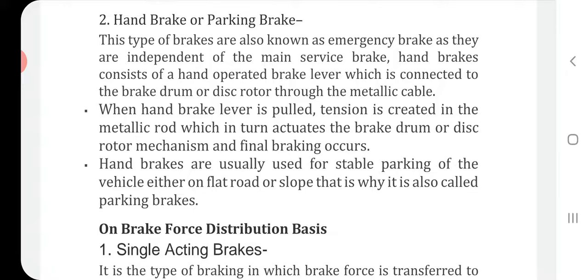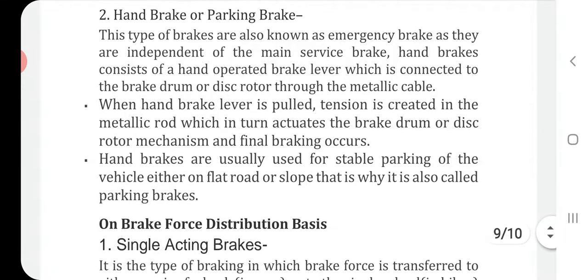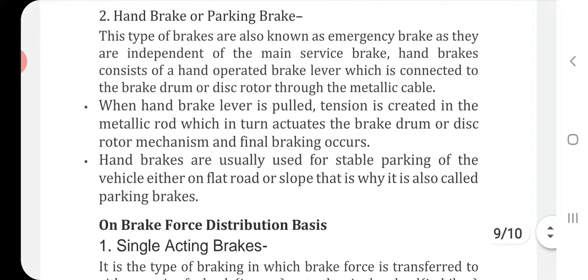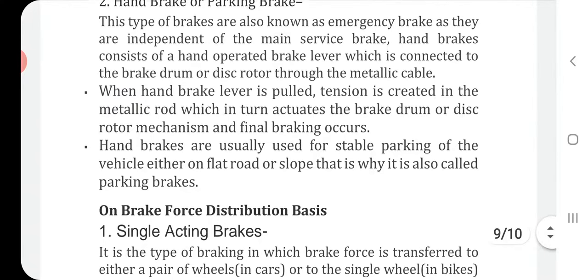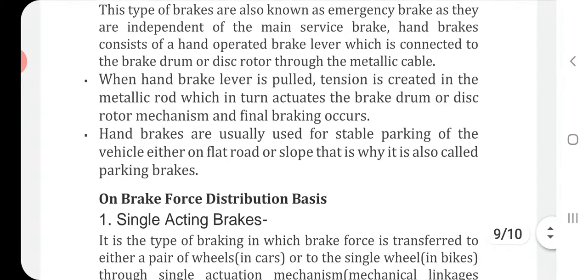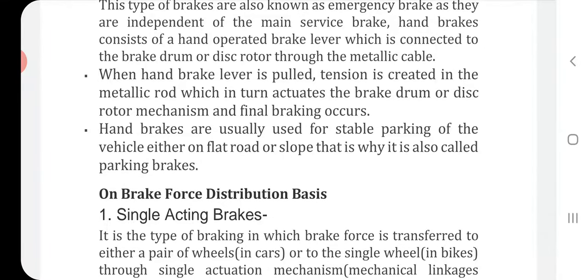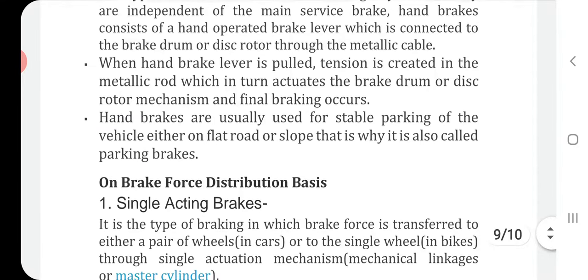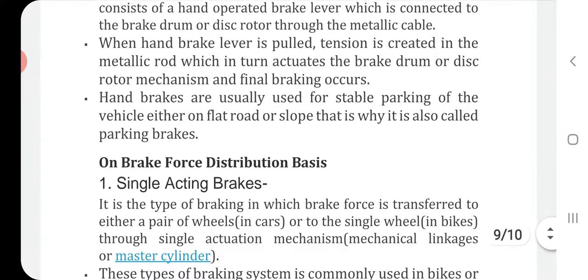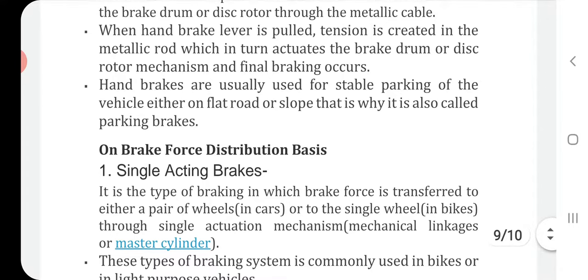These types of brake are also known as emergency brakes, as they are independent of the main service brake. Hand brakes consist of a hand operated brake lever, which is connected to the brake drum or disc rotor through metallic cables. Generally these hand brakes are applied either to the front wheels or to the rear wheels. In some cars, out of the two rear wheels, it is applied to only one rear wheel. When the hand brake lever is pulled, tension is created in the metallic rod, which in turn actuates the braking drum or disc rotor mechanism, and final braking occurs. So hand brakes are usually used for stable parking of the vehicle either on a flat road or slope. That is why it is called the parking brake.